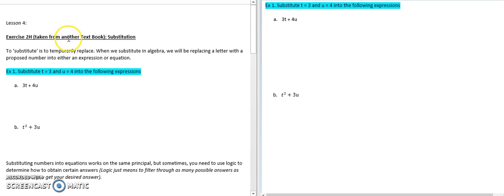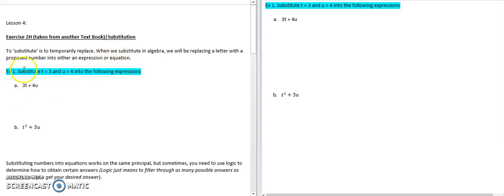So the topic is substitution. To substitute just means to temporarily replace. So when we substitute in algebra, we will be replacing a letter or a variable with a proposed number into either an expression, something that doesn't have an equals, or an equation. Generally it's equations or formulas where we would substitute values into.